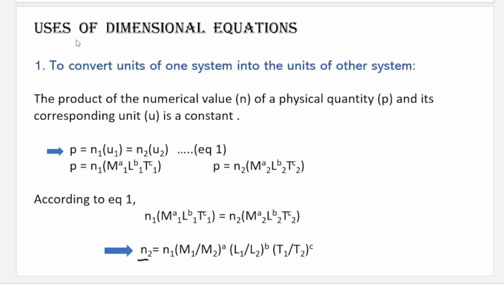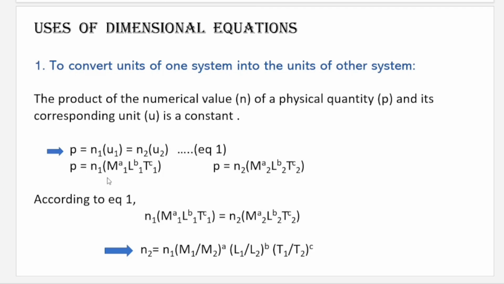Next is uses of dimensional equations. The first use is to convert units of one system into the units of the other system. The product of the numerical value n of a physical quantity P and its corresponding unit u is a constant. Then we get the equation P is equal to n1 u1 of one system equal to n2 u2 of the other system. We consider this as our equation 1.